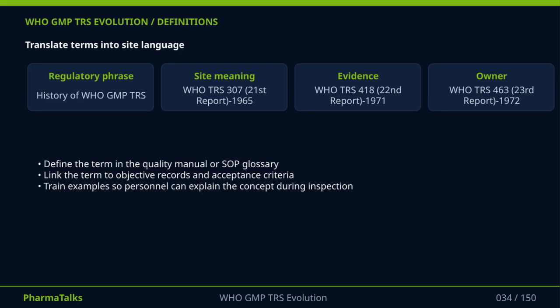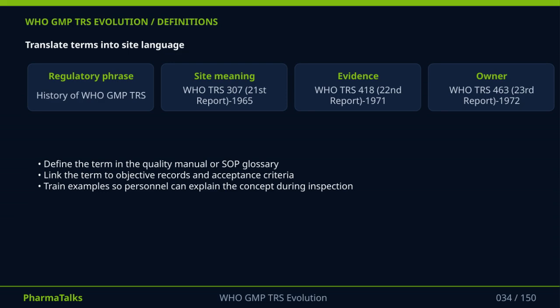We look back at the history starting with WHO TRS 307 from 1965, moving through subsequent reports like TRS 418 in 1971 and TRS 463 in 1972. These reports have progressively shaped the terminology and standards we use today.